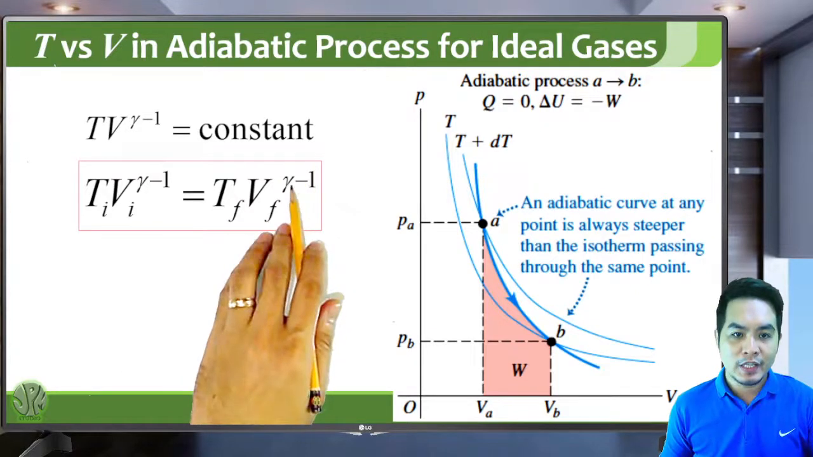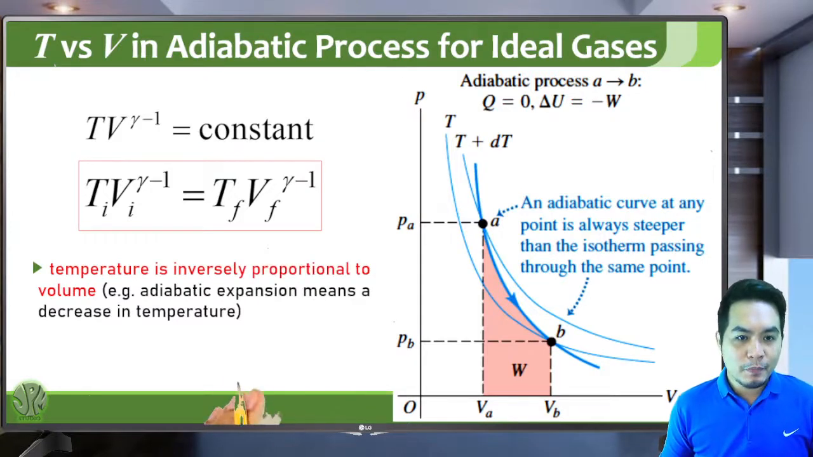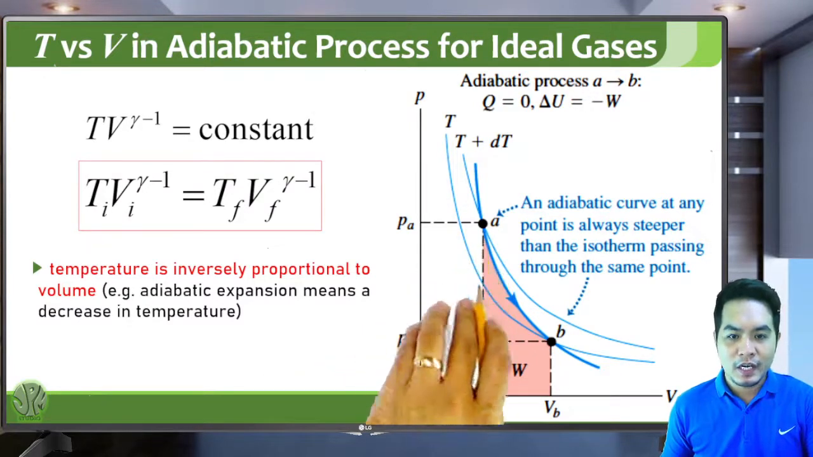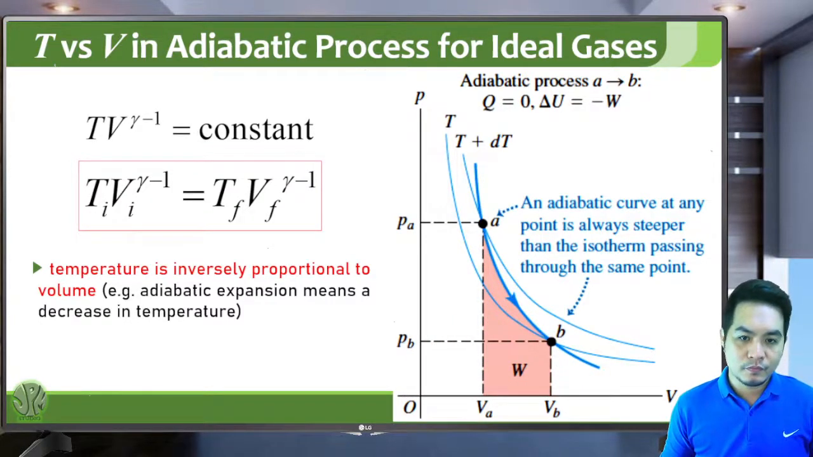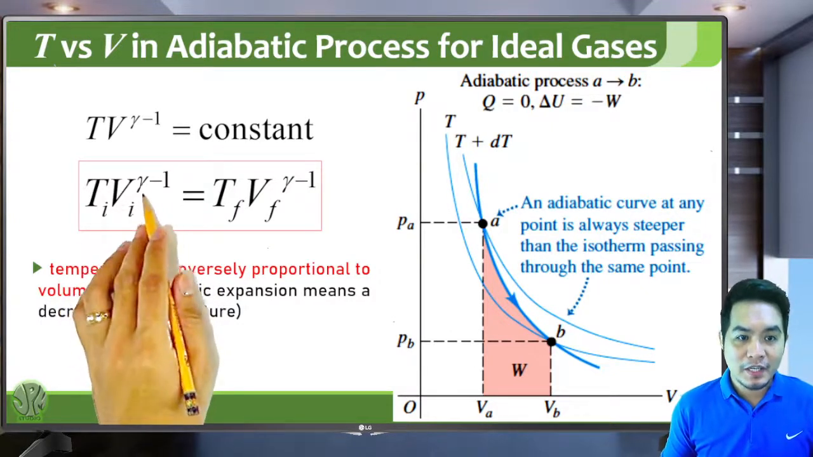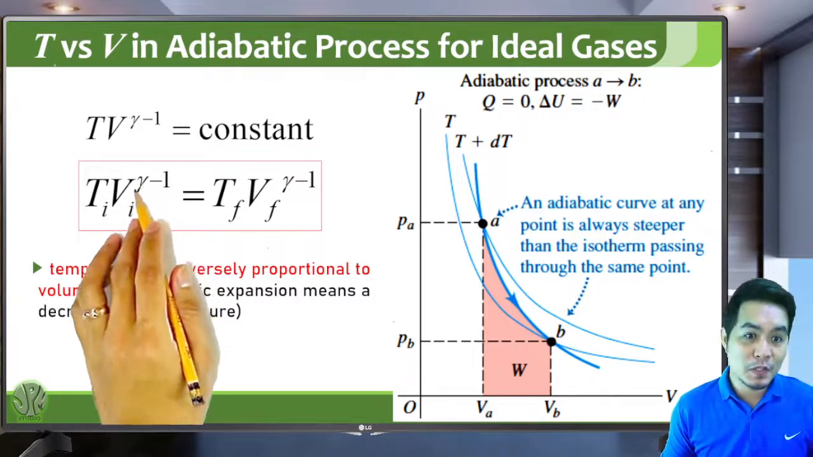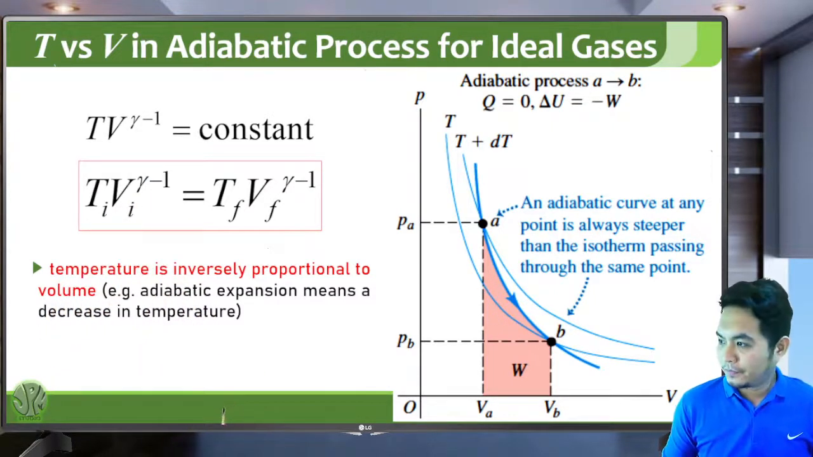It now depends on the factor called gamma, the ratio of heat capacities. So the temperature is inversely proportional to the volume. An adiabatic expansion means a decrease in temperature. So you expand the volume, you increase the volume, you decrease the temperature. Since gamma is always greater than 1, gamma minus 1 is always positive, so the power of Vi here is always positive. This means the relationship between Ti and Vi is inversely proportional.